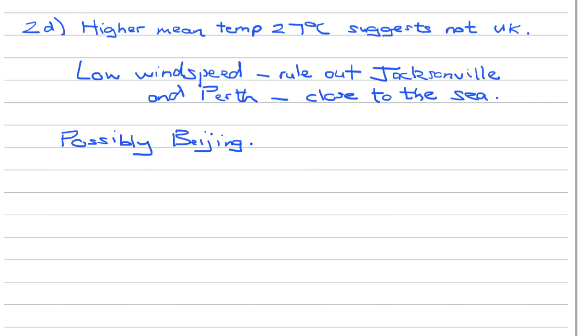So a suggested answer for 2D would be: higher mean temperature of 27 degrees C suggests not the UK. The low wind speed rules out Jacksonville and Perth as they're close to the sea, so the answer is possibly Beijing.